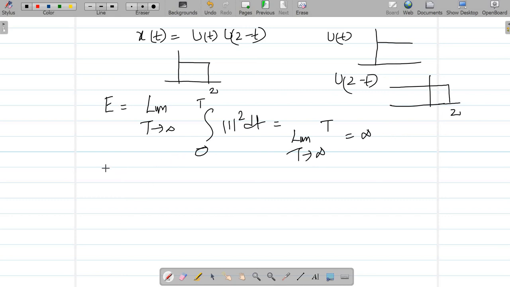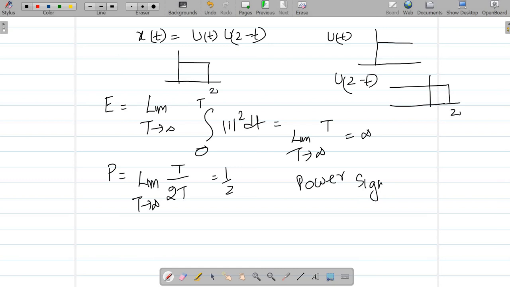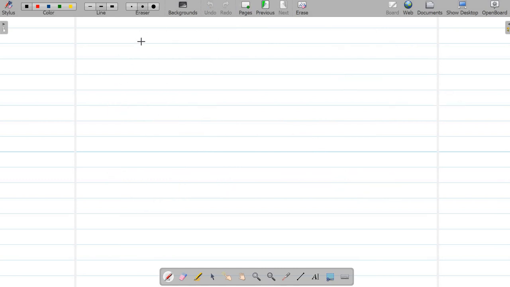Okay. At least let us check whether it is a power signal. For power signal, I have to take the result of the energy, which I have to divide by 2t, and then I have to apply the limit. When I do it, it becomes half. So it is a power signal. Power is finite, energy is infinite. So the signal that we just now saw is a power signal. So let us take another example.